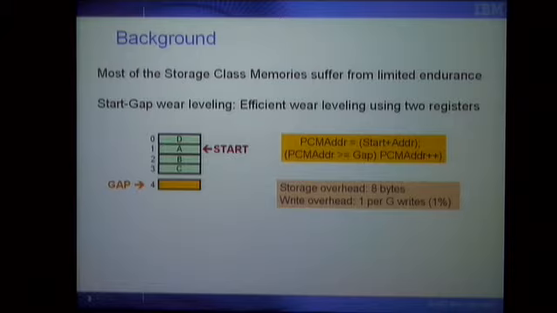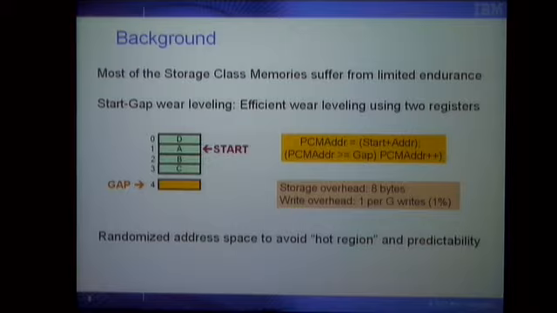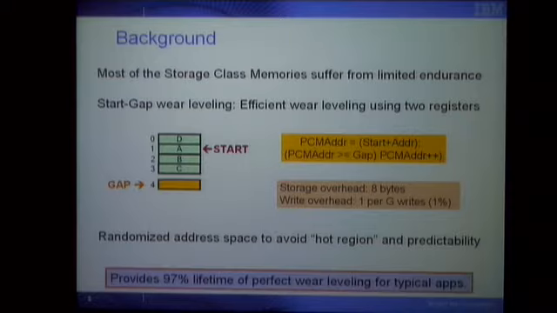So it's quite low. To increase the efficiency of start gap, we essentially use a randomized address space instead of a normal address space. And this avoids the hot regions and predictability. And with this scheme, you get roughly 97% of the ideal wear leveling endurance that you could get for typical applications.